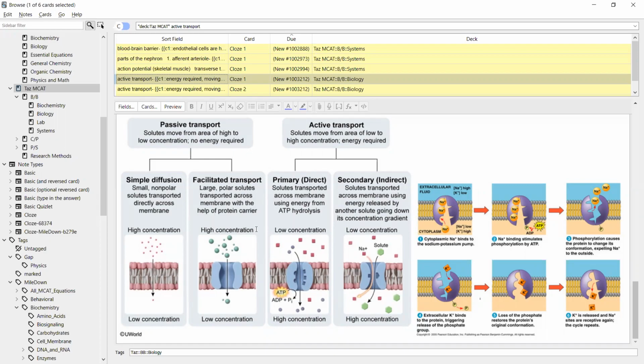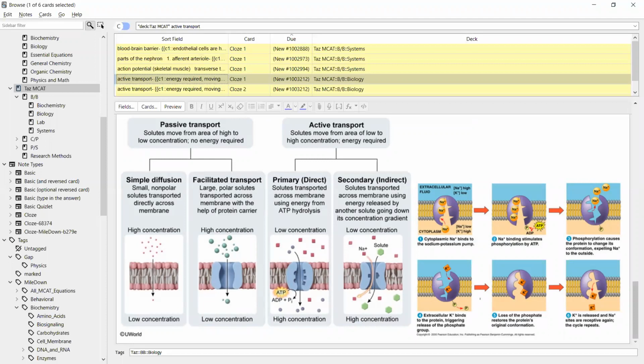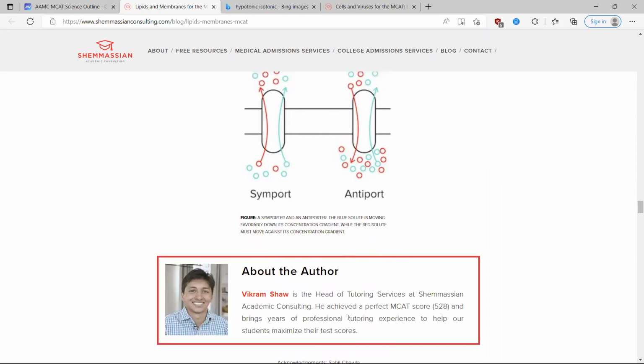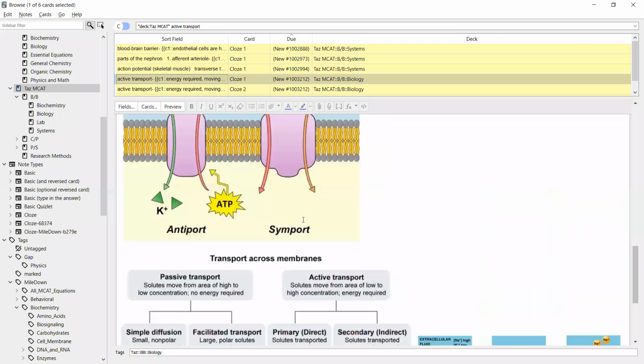So these are both using energy. And there are different ways that we can see that. What we saw here is a symport because both the sodium and the solute are going to the same place. On reverse, you can have an antiport where something is going one way and something else is going the other way. So these are 2 different types of active transport that we can see.